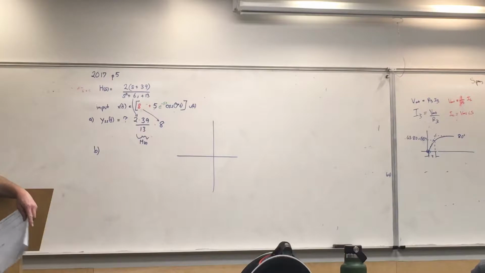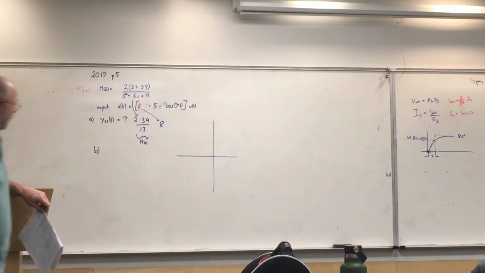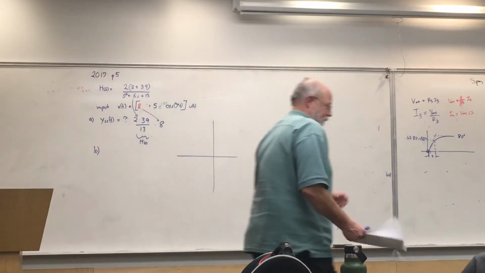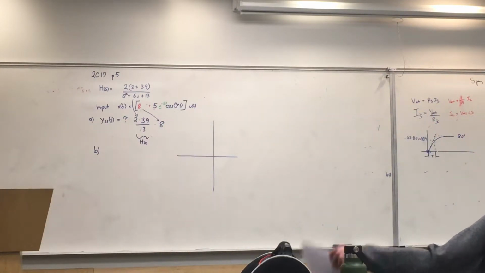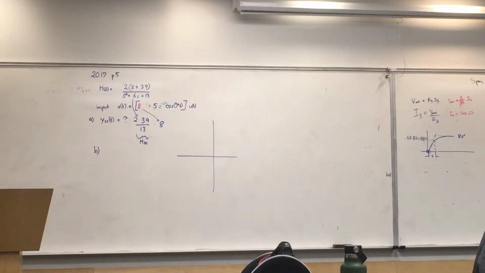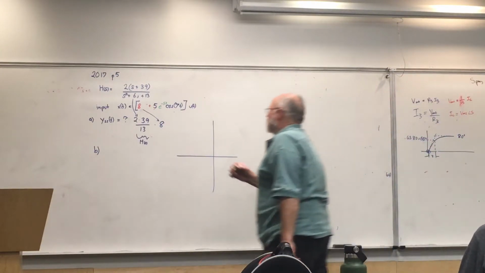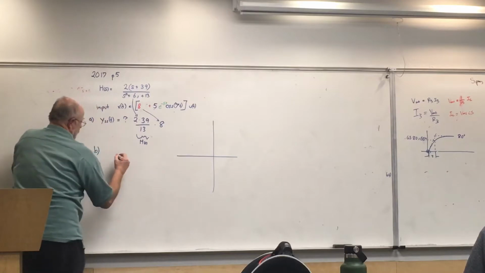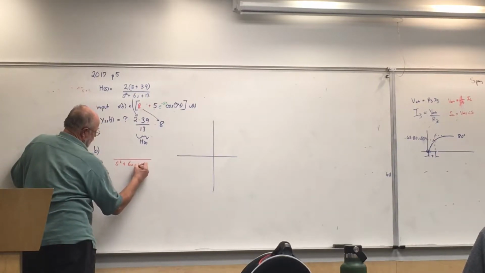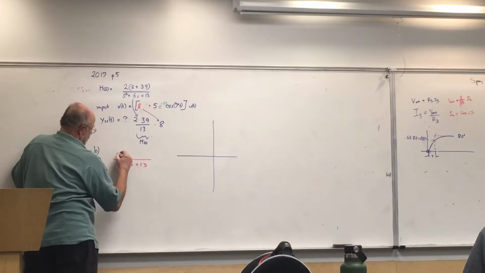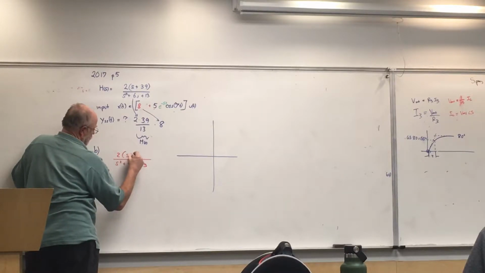Which poles would you like to find first? The input signal and the transfer function. Transfer function. Okay, let's go find the poles of the transfer function. So they come from the bottom, from the s squared plus 6s plus 13, and this doesn't matter at all.